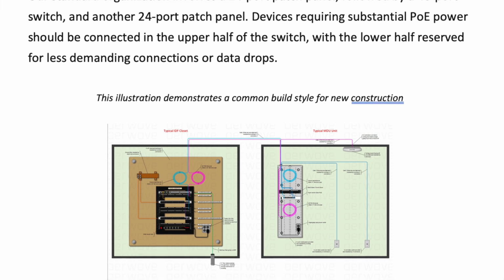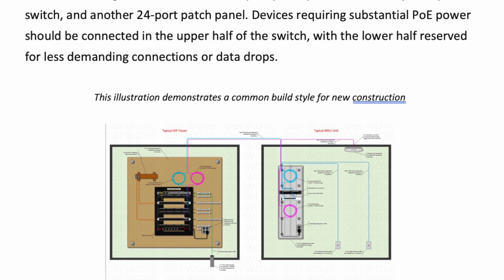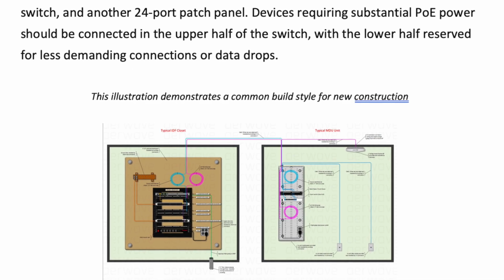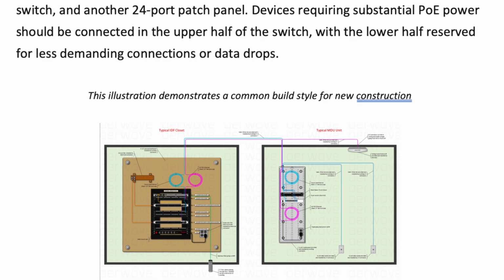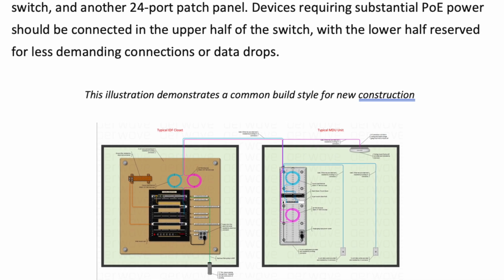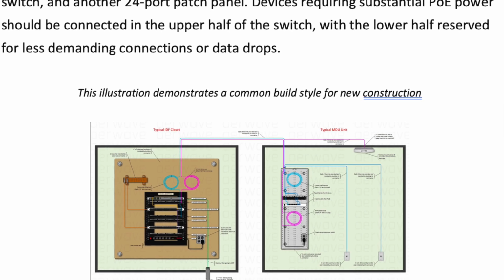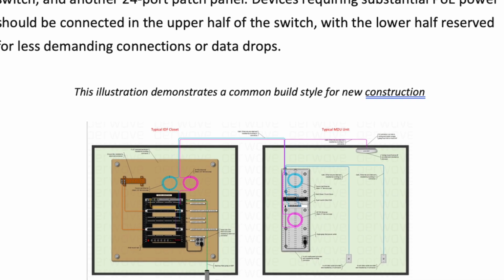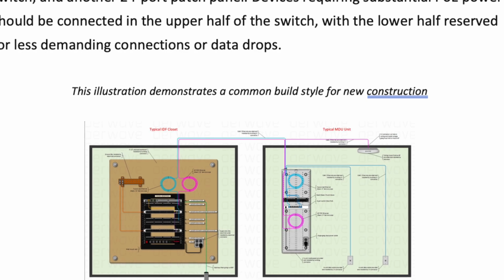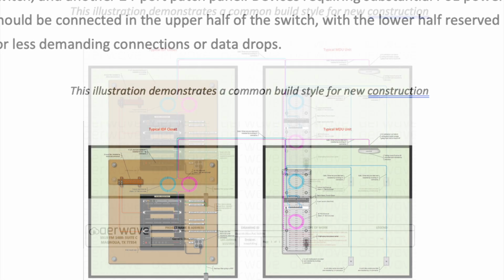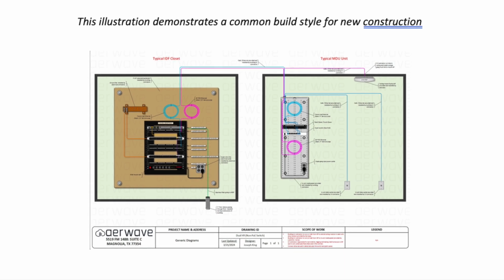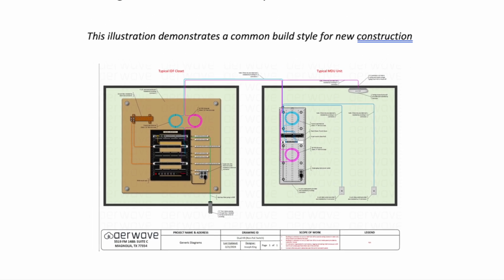Patch panel and switch optimization. Our standard organization involves a 24-port patch panel, followed by a 48-port switch, and another 24-port patch panel. Devices requiring substantial PoE power should be connected in the upper half of the switch, with the lower half reserved for less demanding connections or data drops. This illustration demonstrates a common build style for new construction.